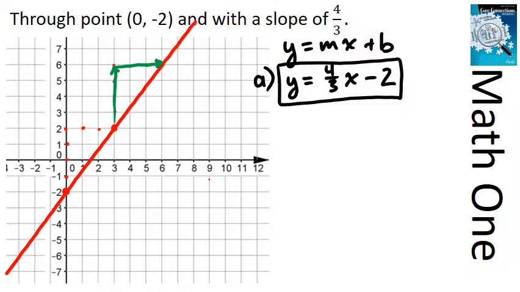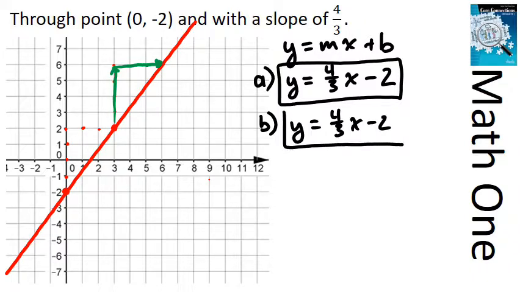I did translate it. You can't see any difference though because it's the same. It says write the equation for this resulting line. Oh, okay, I can do that. For B, the equation of this new resulting line is y equals 4/3 x minus 2. In other words, it's the exact same line that I started with.